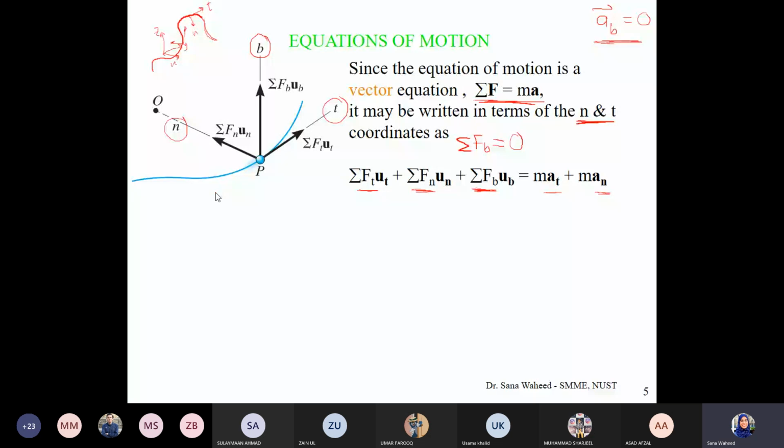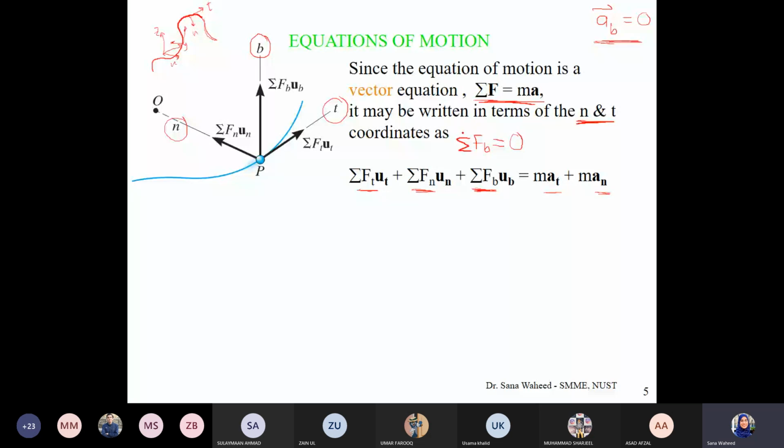Right. So AB will be 0 because the NT coordinates are following the path whether we're in 2D or 3D. Such that for our curvilinear motion, we're always just going to have our acceleration in the tangential and the normal directions. So we're always going to have a resultant force in the B direction, which is 0.